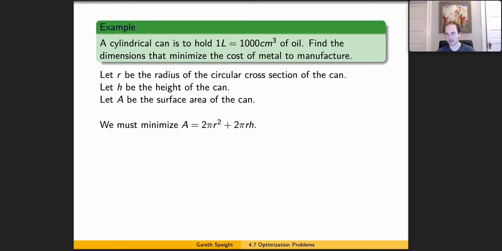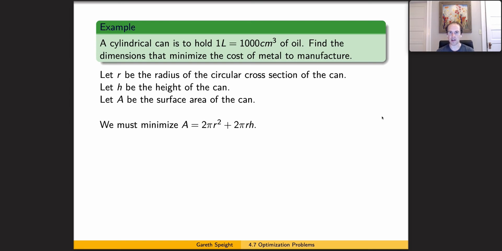This corresponds to the surface area on the top and the bottom. And then the surface area around the sides is 2 pi rh. So we have two terms for the surface area: 2 pi r squared plus 2 pi rh. And then clearly, this is in terms of more than one variable, so we need to write a constraint and then use that constraint to eliminate one of the variables.